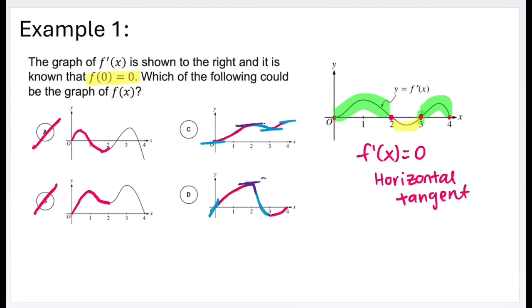So the graph that fits best with this first derivative is going to be graph C. All the rest of them don't fit up well with the horizontal tangents and the increasing and decreasing pieces.